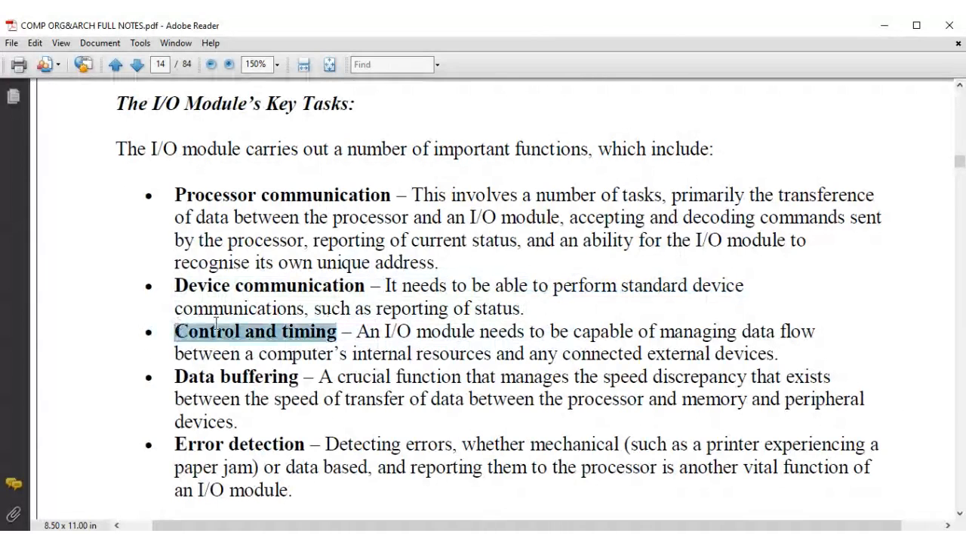Then control and timing. An I/O module is capable of managing data flow between a computer's internal resources and any connected external devices. So control and timing is that module that controls how data flows from that connected device to the machine itself.